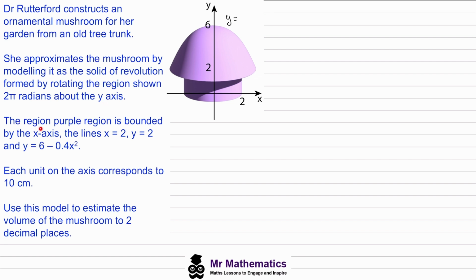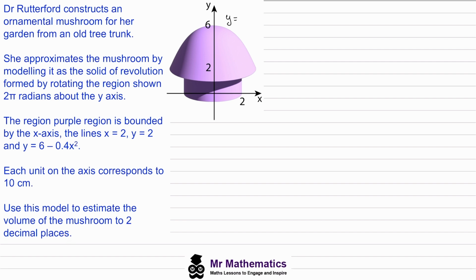And the purple region is bounded by the x-axis, the lines x equals 2, y equals 2, and the equation y equals 6 minus 0.4x squared. Each unit on the axis corresponds to 10 centimeters, and we've been asked to use this model to estimate the volume of the mushroom to 2 decimal places.